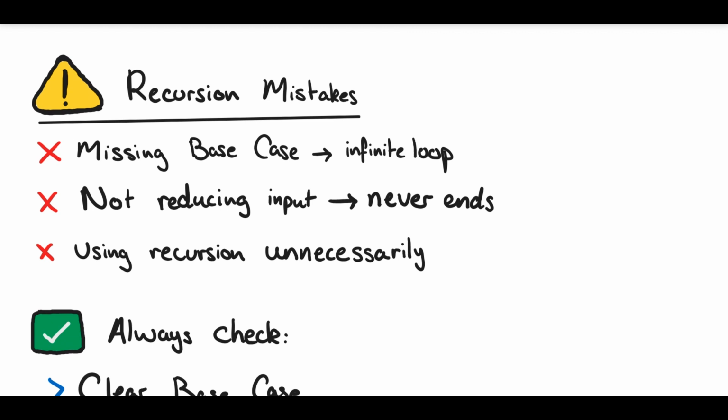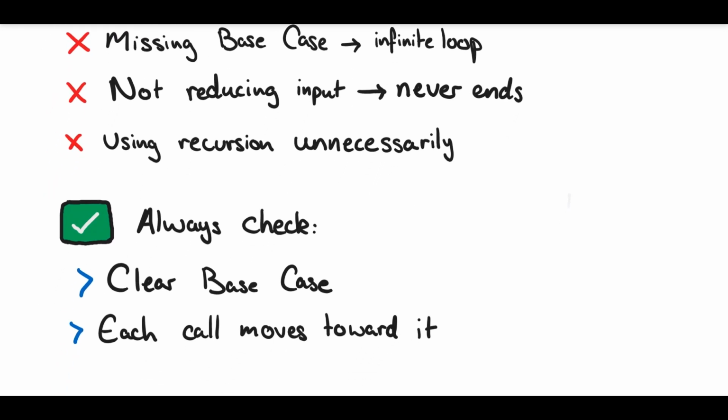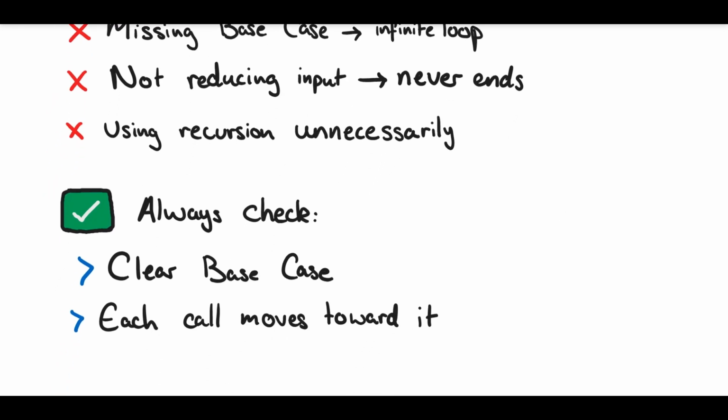The most common issue is forgetting your base case, and if you do that, your function will keep calling itself forever, crashing your program. Another common mistake is not reducing the problem correctly in your recursive call. For example, forgetting to reduce n in n factorial means you'll never reach the base case. Lastly, don't try to use recursion for everything. For simple counting or looping problems, iteration is faster and easier. Always check that you clear your base case and each call moves towards it.